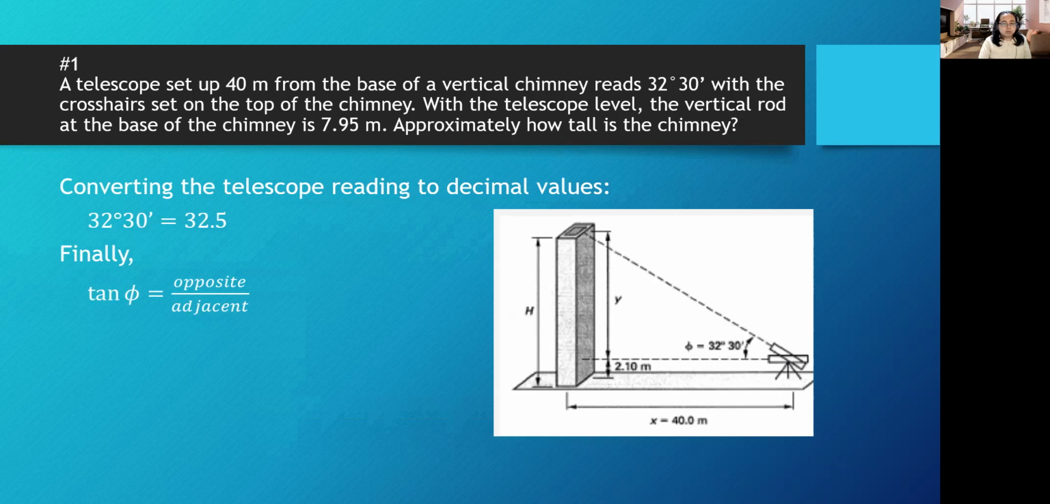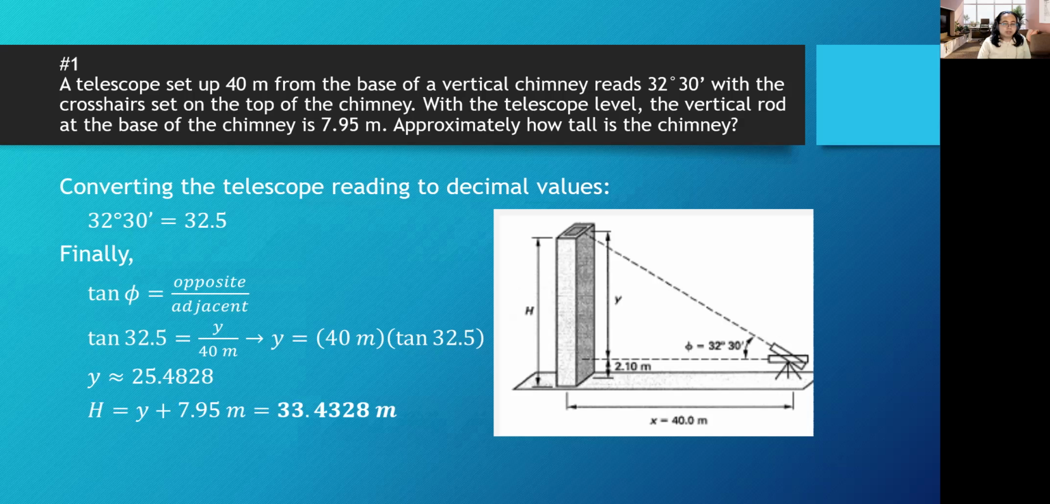Finally, after that, we can recall that the tangent of an angle is equal to the opposite side divided by the adjacent side. So upon substituting the values in the figure, we see that the tangent of 32.5 is equal to the height y divided by 40 meters, wherein we can solve for y, which is approximately 25.4828 meters. And finally, we can solve for the height of the chimney by adding our previously solved y with the vertical height of the rod of the telescope, which is 7.95. So finally, we get a height of the chimney of approximately 33.4328 meters.